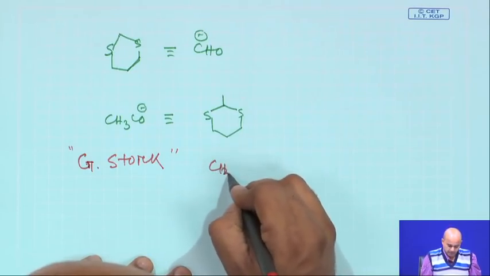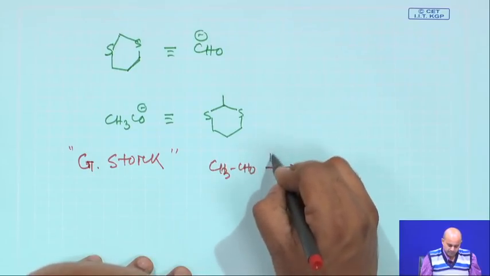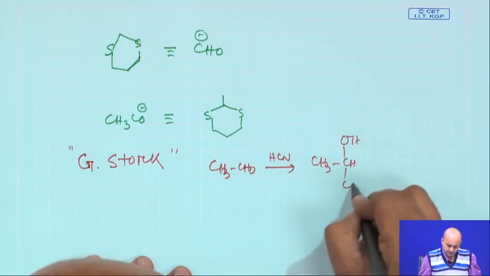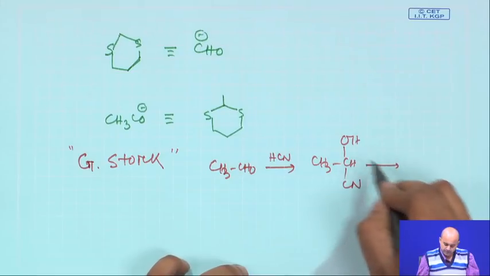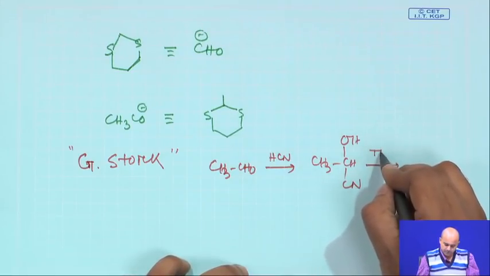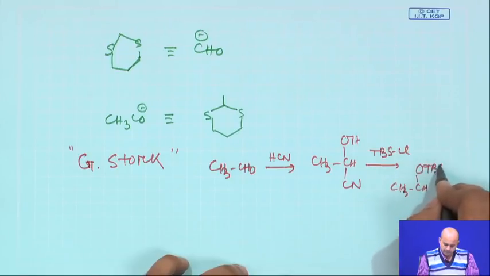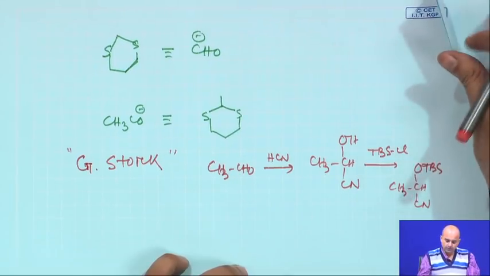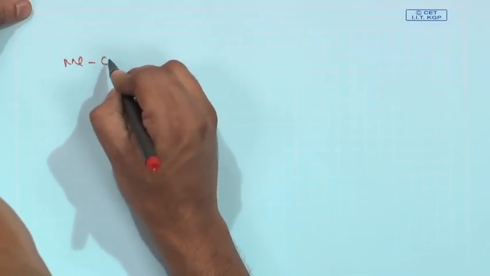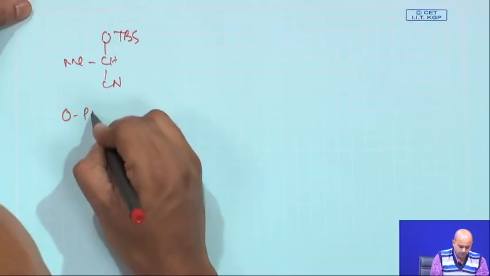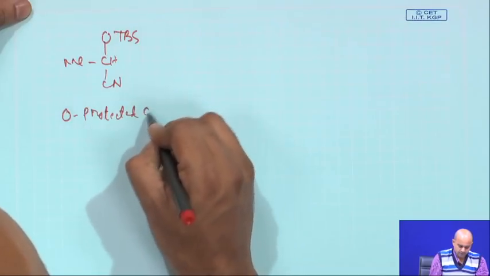What is this? If you have acetaldehyde, you react with HCN to get the corresponding cyanohydrin. Now, cyanohydrins, as I said, are very unstable. You protect this cyanohydrin with a selective protecting group, TBS chloride, on the free alcohol. So, this alcohol is now protected as an OTBS, CN. Now, this compound is named methyl OTBS CN. It is called O-protected cyanohydrin.